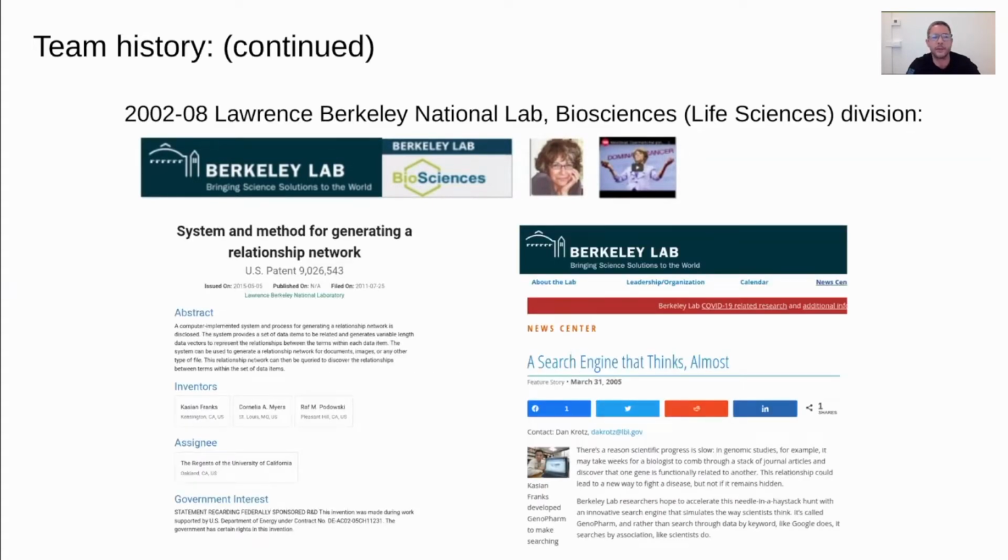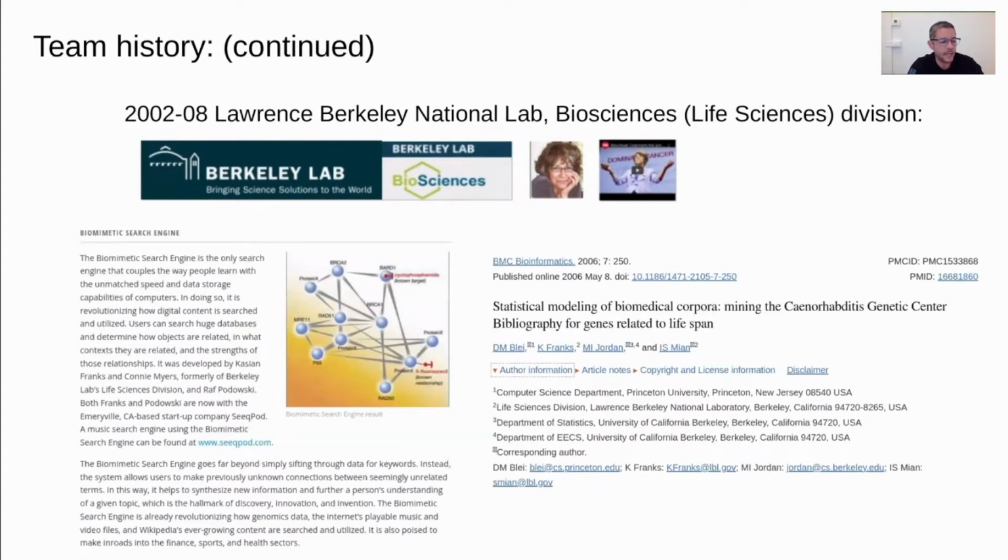This led to a patent related to system and method for generating a relationship network out of Berkeley Lab, including products for industry related to search engines. This also resulted in a paper related to extending the lifespan of nematodes based on analysis of their genes within literature.